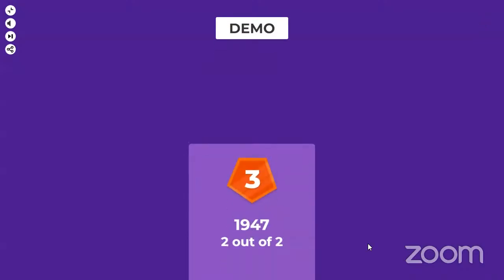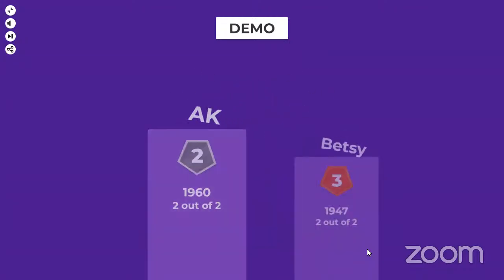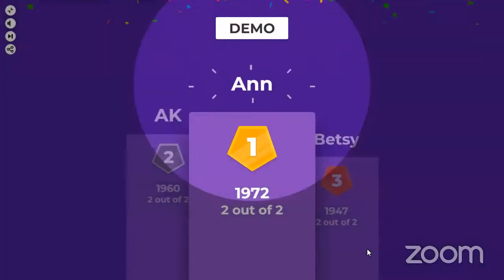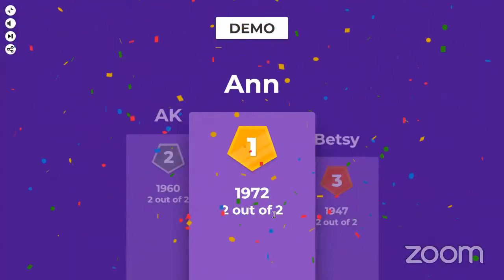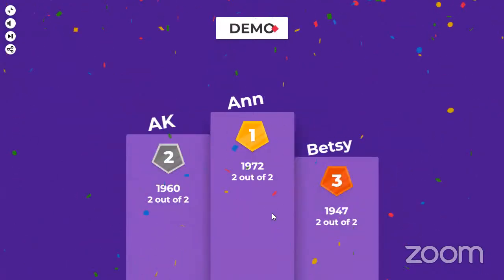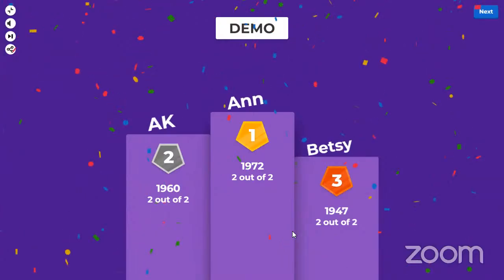Here you can see that third spot goes to Betsy. Second spot we have AK. And first spot we have Anne. We have runners up also: Arya and Melina are the runners up. So that's how the final result screen looks.